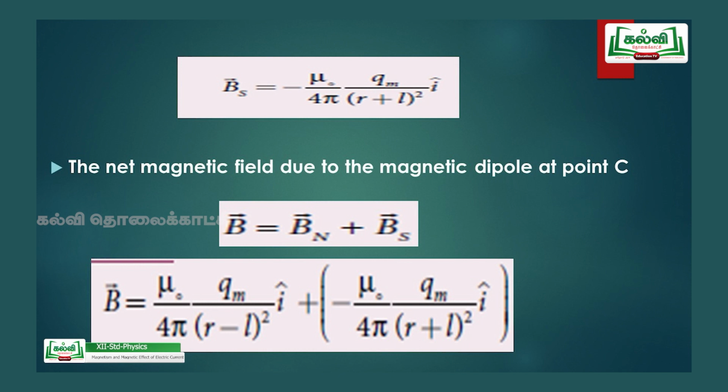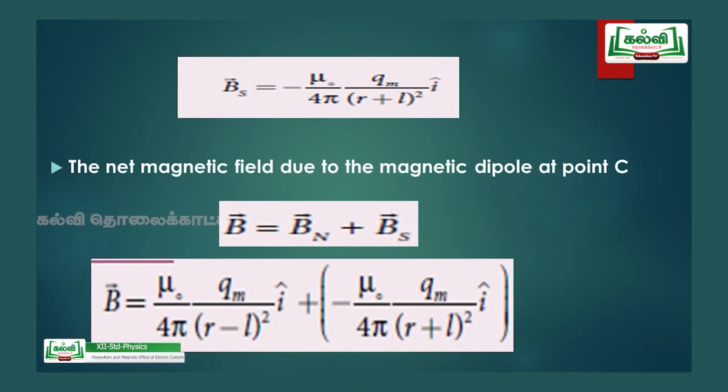Now, what is the total magnetic field? That is the net magnetic field due to the magnetic dipole at point C: B is equal to B north plus B south. We wrote two equations, B north and B south, and each will carry a half mark. The equation B vector is equal to B north plus B south will also carry a half mark, the diagram will carry a half mark, and the explanation will carry another half mark. Now, substituting B north and B south, we get this equation.